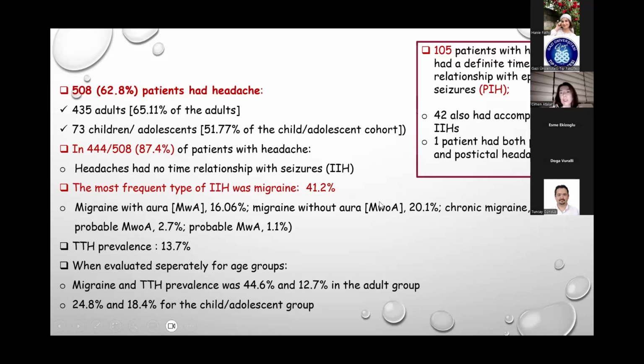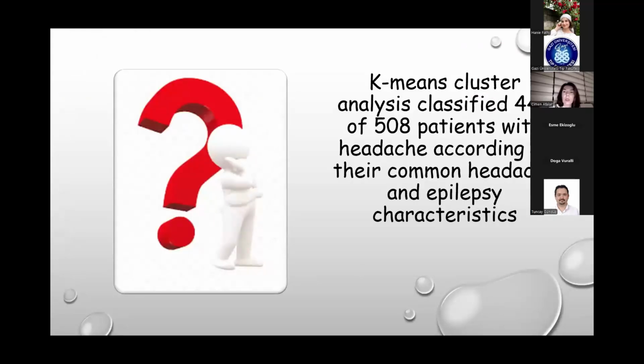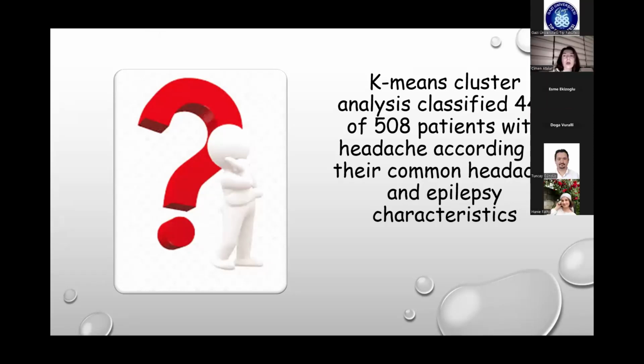There were 105 patients with headaches with a definite time relationship with epileptic seizures, periictal headaches. 42 patients also had accompanying interictal headaches, and one patient had both preictal and postictal headaches. We performed a K-means cluster analysis for these patients, and the cluster analysis classified 443 of 508 patients with headache according to their common headache and epilepsy characteristics.